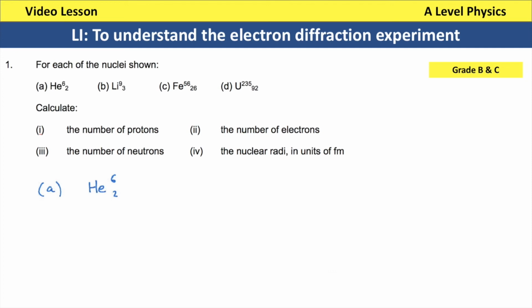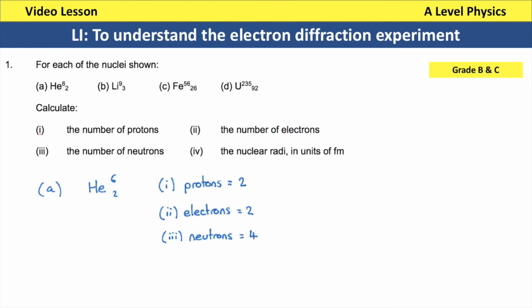So let's start off with 1A, which is helium. Helium, of course, has 2 protons in it. We can see that by the bottom number. It's going to have 2 electrons, because for a neutral atom, the number of protons and electrons are always equal. Part C was the number of neutrons. Bear in mind that the top number, the mass number, is protons added to neutrons. So 6 take away 2 is equal to 4.